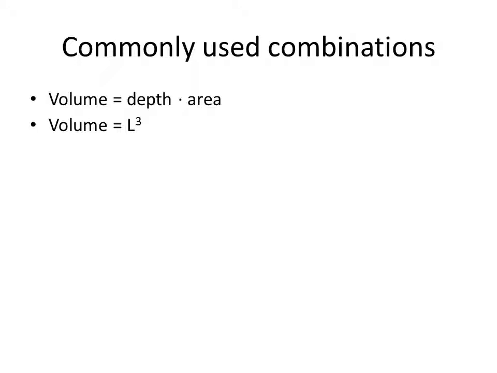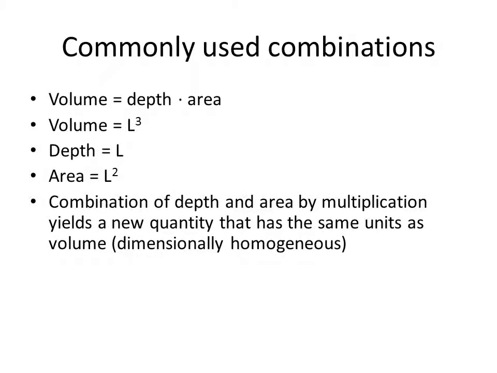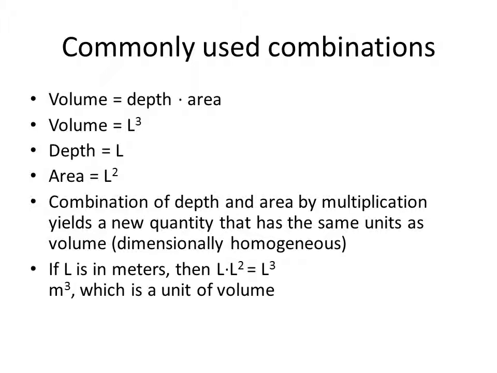Depth, if we can see that, we would end up with a length cubed volume by taking depth, which has units of length, and area, which has units of length squared, for example, square feet and feet for depth. Multiply them together, and we end up with a length cubed. And in the example below, if length is in meters, then the depth times the length squared, which would be the area, is equal to length cubed. And if they were both in meters to begin with, then we end up with cubic meters, or meters cubed, which is a unit of volume.